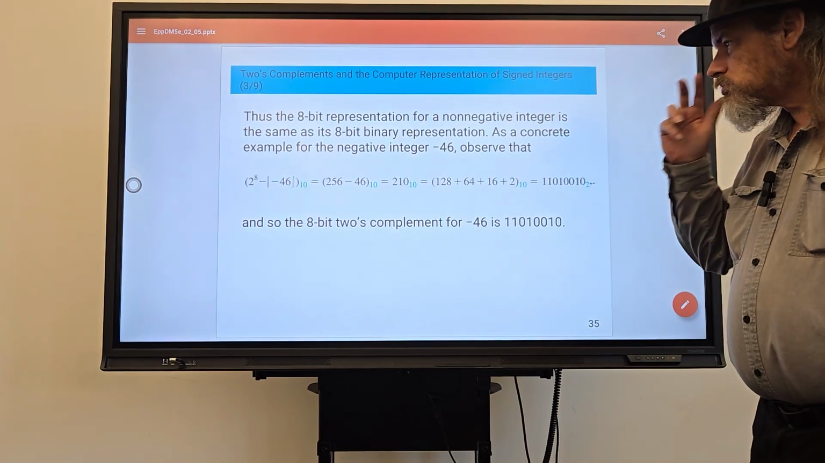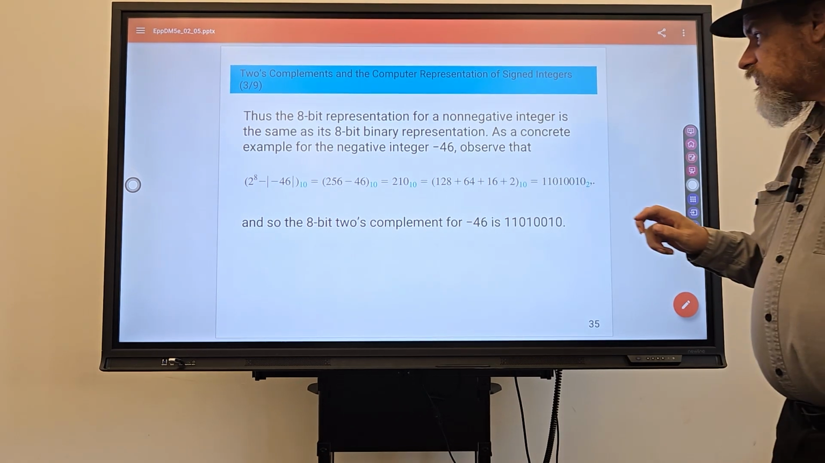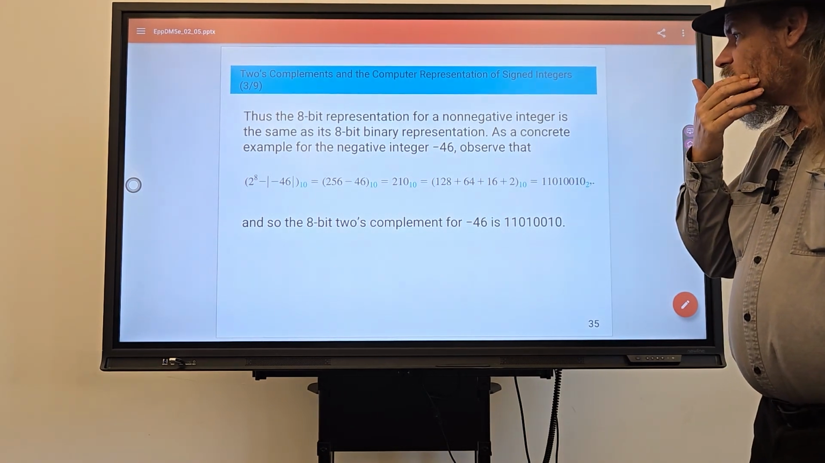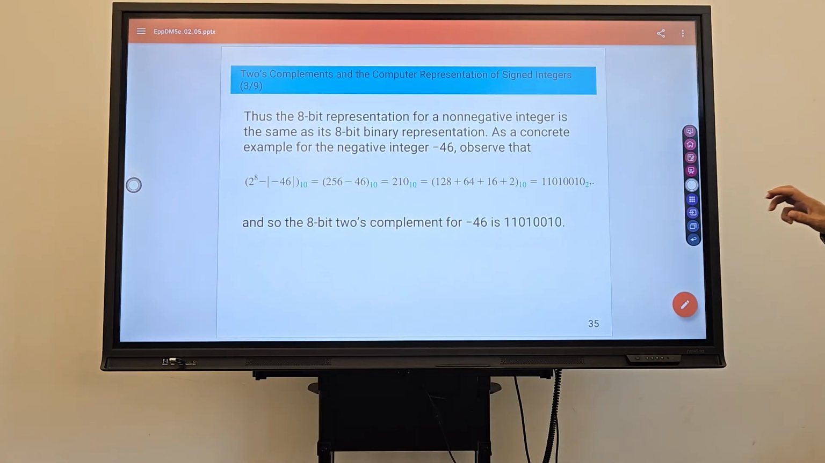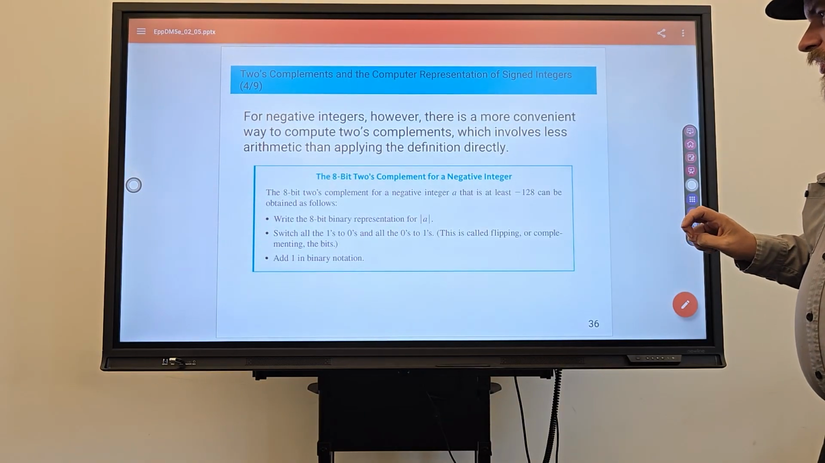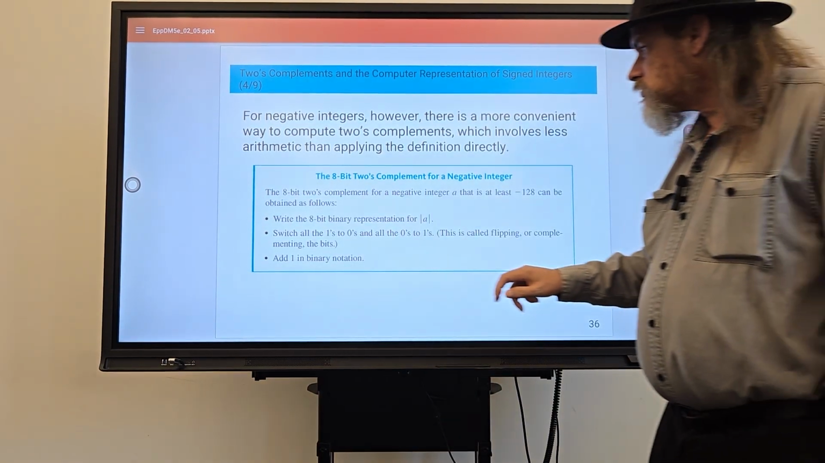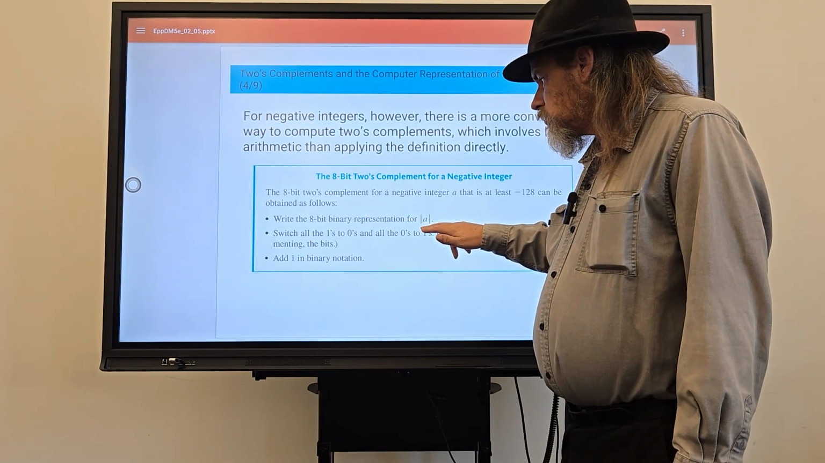Convert the absolute value of your number into binary form. Do they do that? Oh yeah. Write the 8-bit binary representation of the absolute value of a.